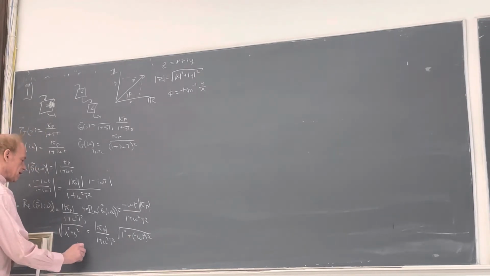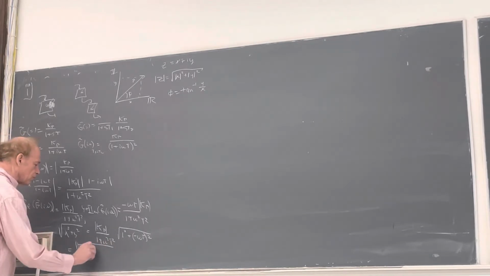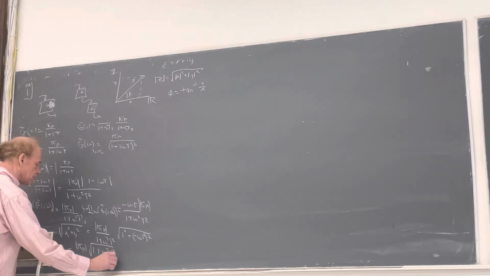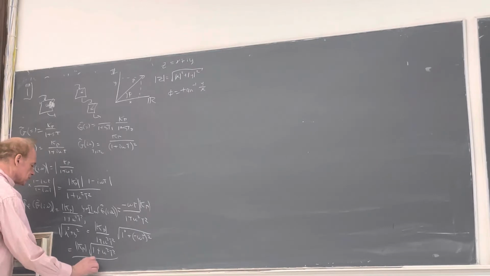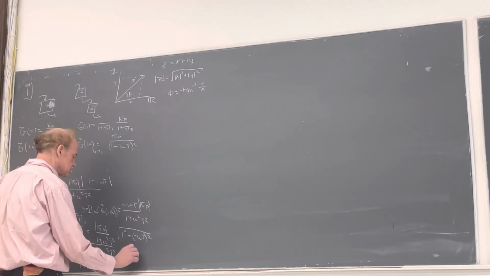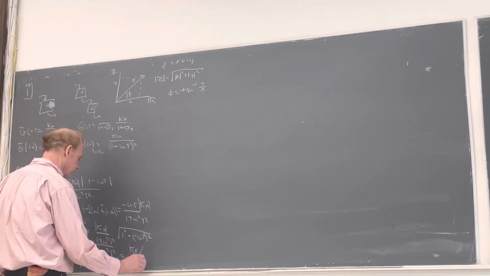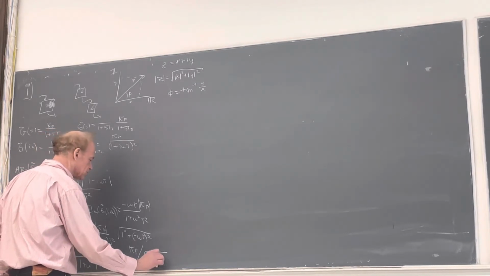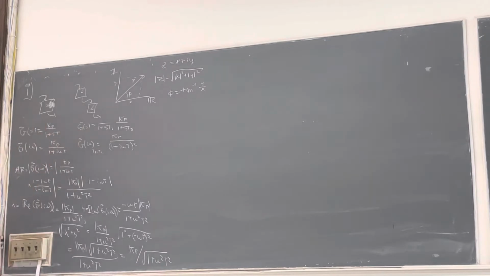So I get Kp times the square root of 1 plus ω squared τ squared over 1 plus ω squared τ squared, which gives me Kp divided by the square root of 1 plus ω squared τ squared. So I did that calculation last time. I just wanted to do it again so you would see how to do it.